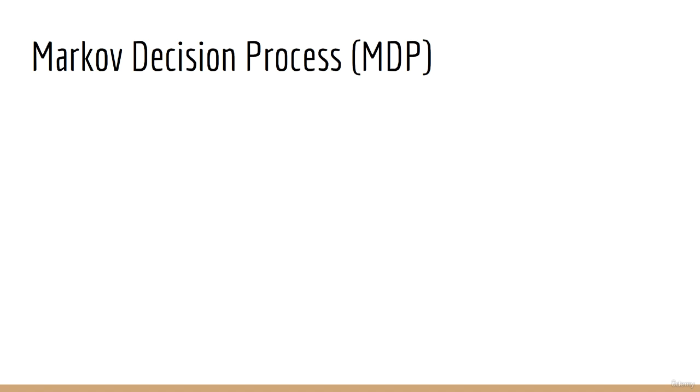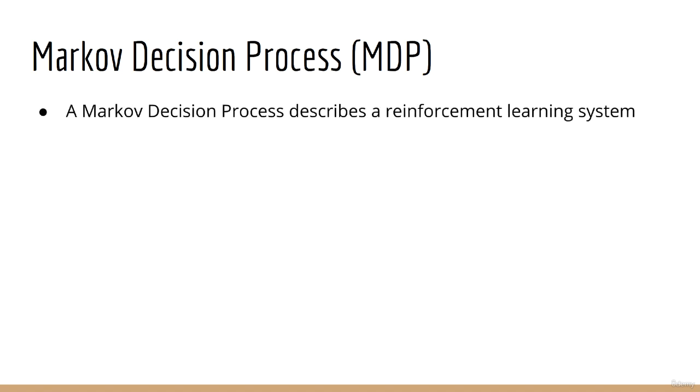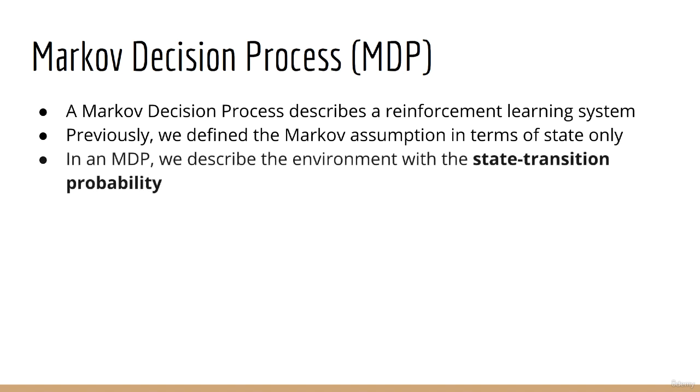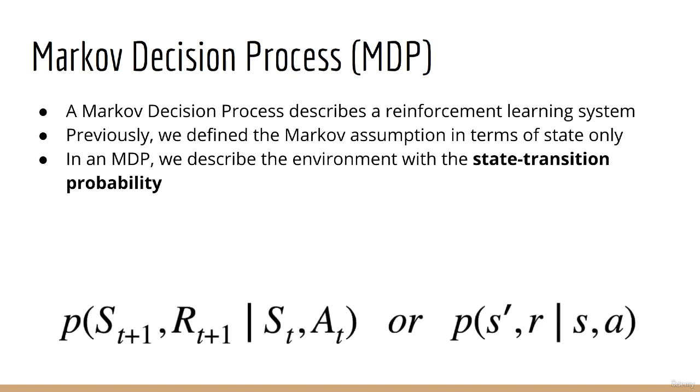So why do we need to know about the Markov assumption? This is because reinforcement learning problems are commonly described as a Markov decision process, or MDP. Previously, we discussed the Markov assumption in terms of a state only. But as you know, reinforcement learning problems involve other objects as well, namely actions and rewards. So the way we describe an MDP is to use the state transition probability. It's the probability of arriving in the state at time t plus 1 and getting the reward at time t plus 1, given the state at time t, and taking the action at time t.